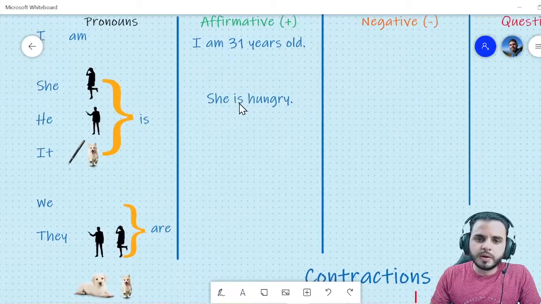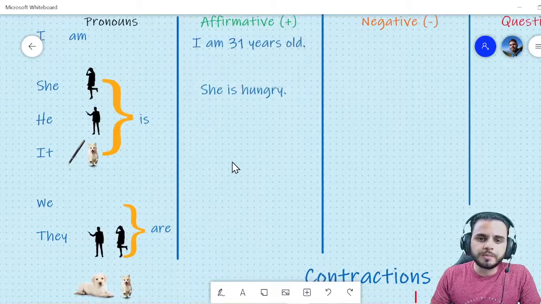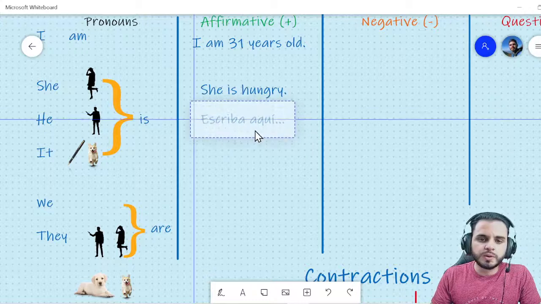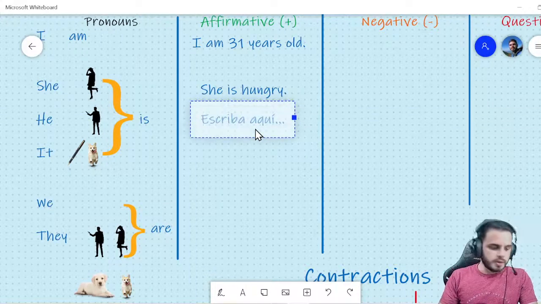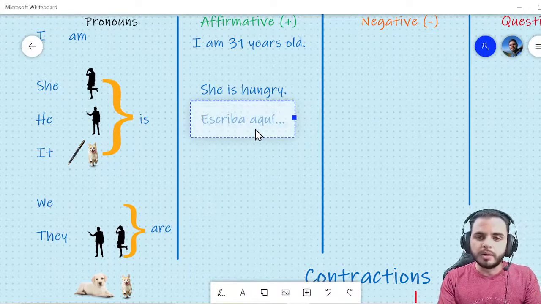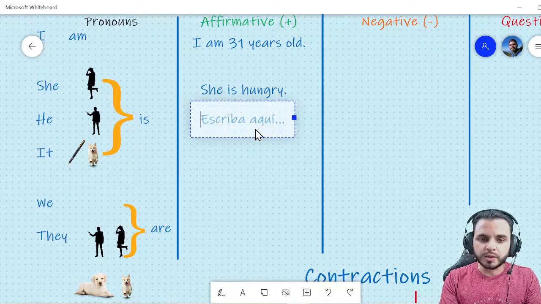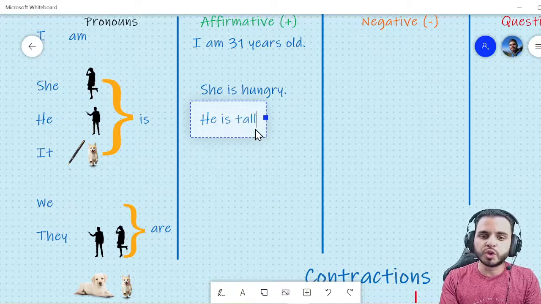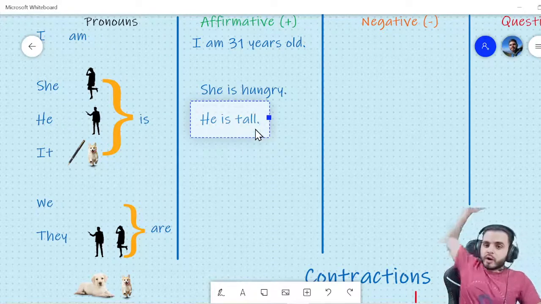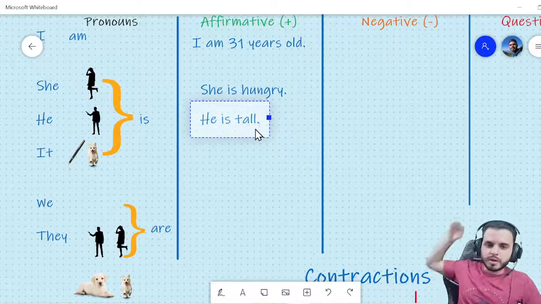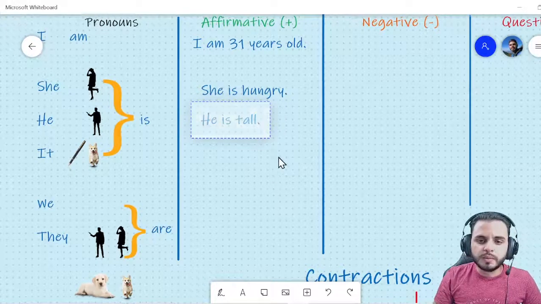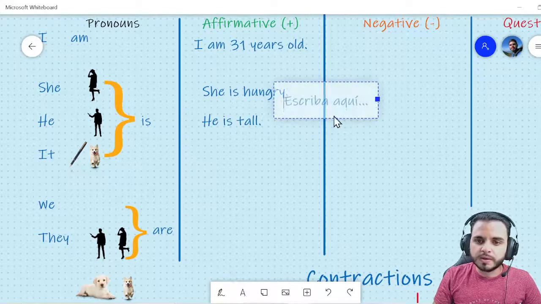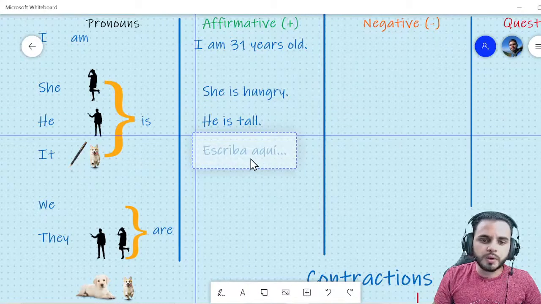Okay, so I'm going to move this one right here. And I'm going to use the verb be to express something else. Maybe it could be a quality, a characteristic of a person. So I'm going to say that he is tall. So he's very tall. He's not short, but he's tall. Okay, so I'm describing that person. I'm saying that that's a characteristic of that person.